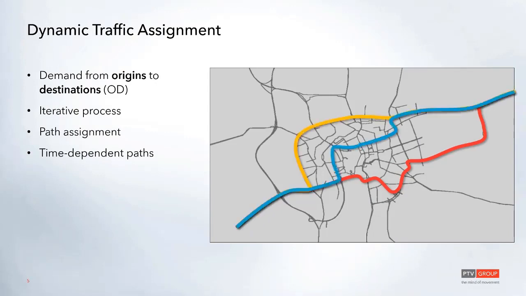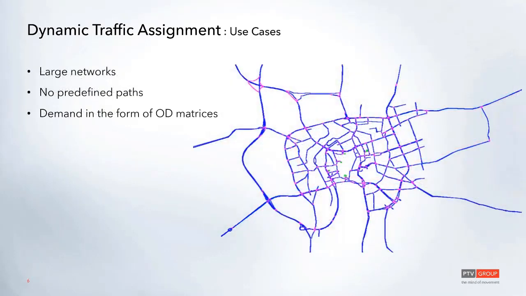Dynamic traffic assignment is the process of defining these different paths, which is going to be an iterative process, as it's going to take multiple simulation runs for Vissim to determine this optimal path assignment. And these paths are also going to be time dependent. So you could have a different path at 7 a.m. versus 5 p.m., or maybe a different one during midday.